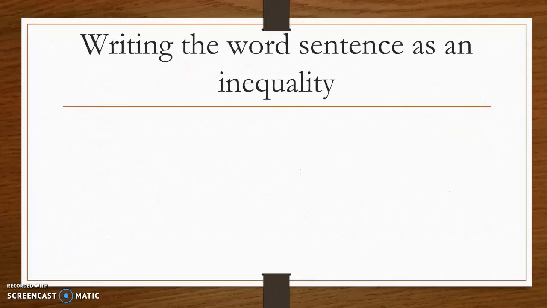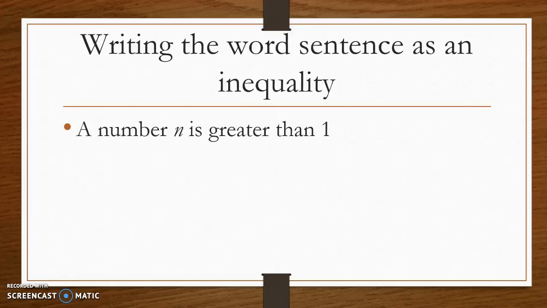Alright. So now we're going to write the word sentence as an inequality. So we're going to take a word sentence like we did for equations and write it as an inequality. Okay? So the number n is greater than 1. Go ahead and copy this down and pause if you need to. Also copy down the instructions. Alright, number n, so that's what we start with. Remember, when we read it from left to right, that's how we're going to do it, is greater than, so greater than 1. And that's our answer. And we write it as an inequality. n is greater than 1.